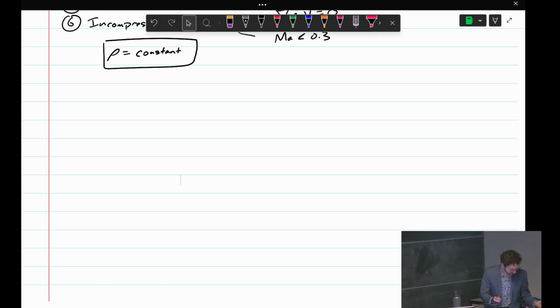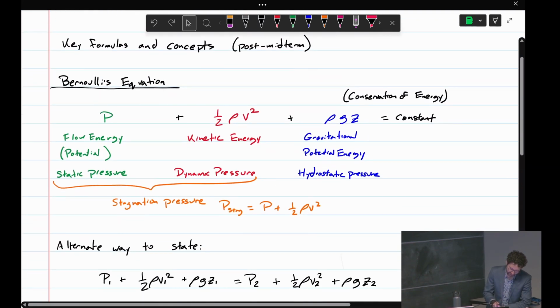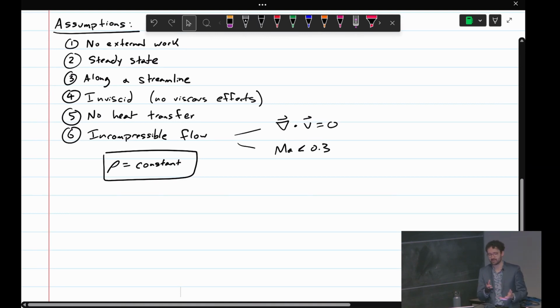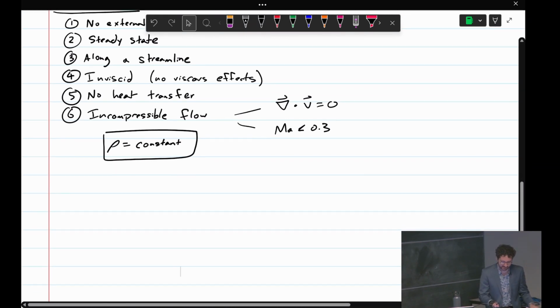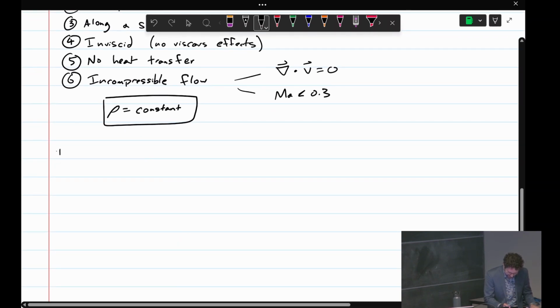No. Okay. So that was basically Bernoulli's equation, the concepts. There's some good homework examples about different calculations you can do with that in terms of exchanging energy. The next thing we moved on to was internal flow.